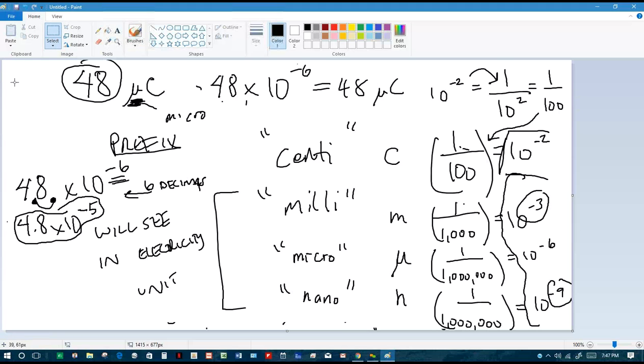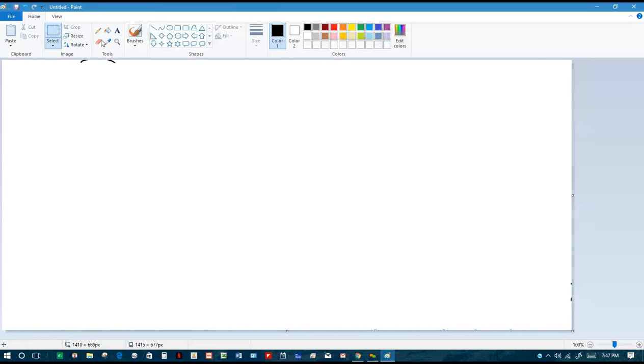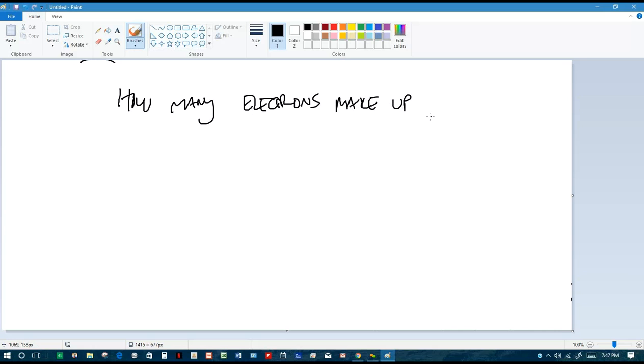I'm going to erase the board. You can try it, because it's combining everything we've talked about so far: how many electrons make up a charge of negative 48.0 microcoulombs?